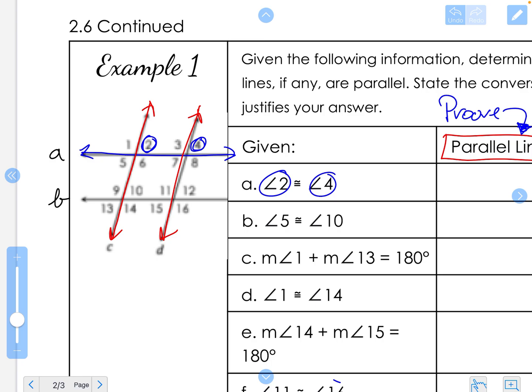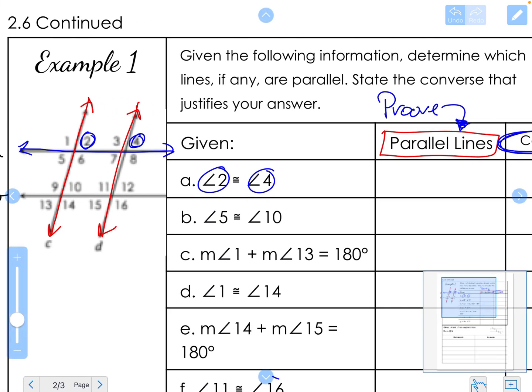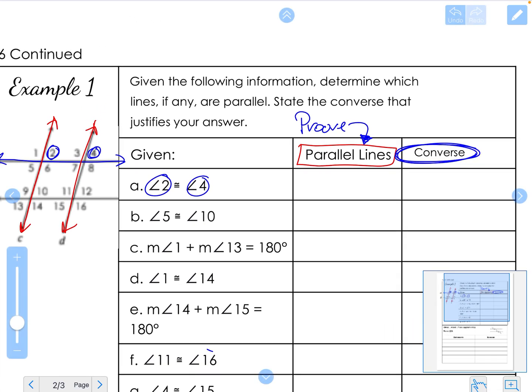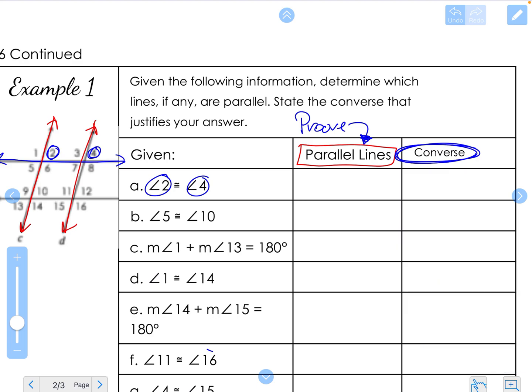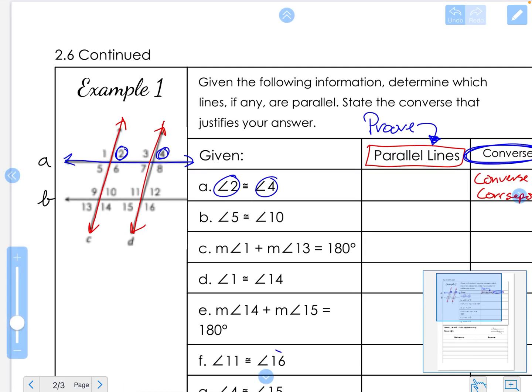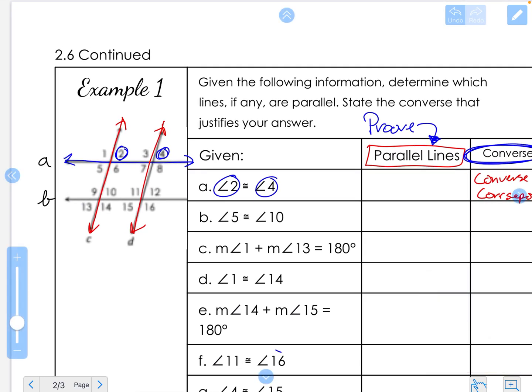So 2 and 4, we know are corresponding angles. And because they are corresponding angles, we're going to use the converse of corresponding angles. And again, we said since 2 and 4 are both on line A, that makes line C parallel to line D.